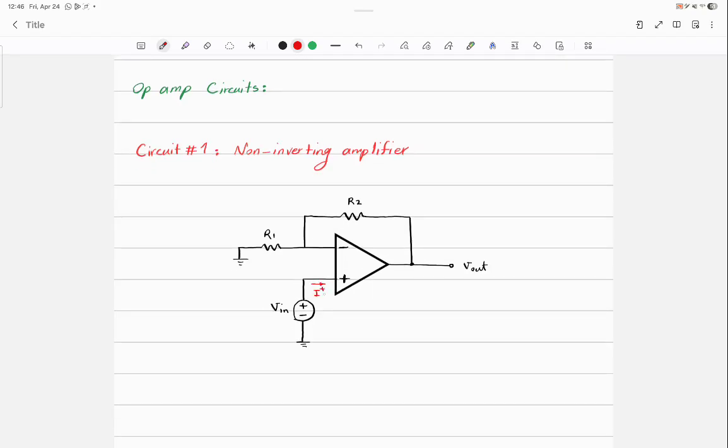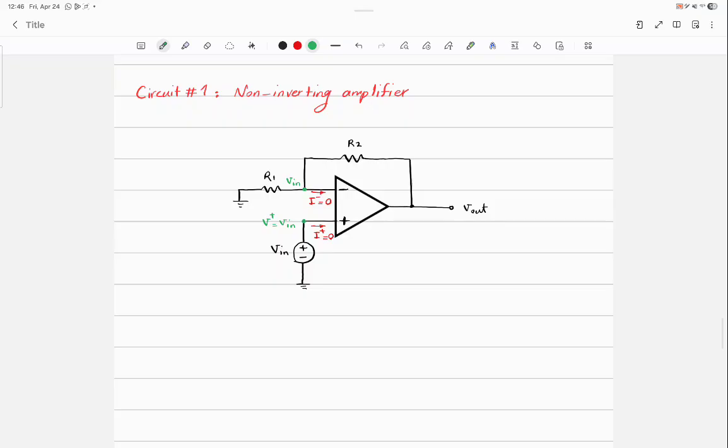So here, I positive is 0. I negative is 0. Do you agree that V positive is equal to V in, whatever V in is? And so V negative should also be V in because of the second rule of op-amp. Now I'm going to write a KCL at V in.